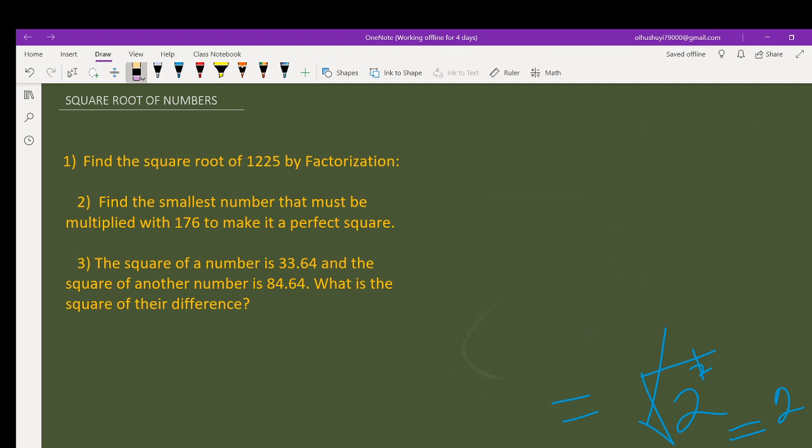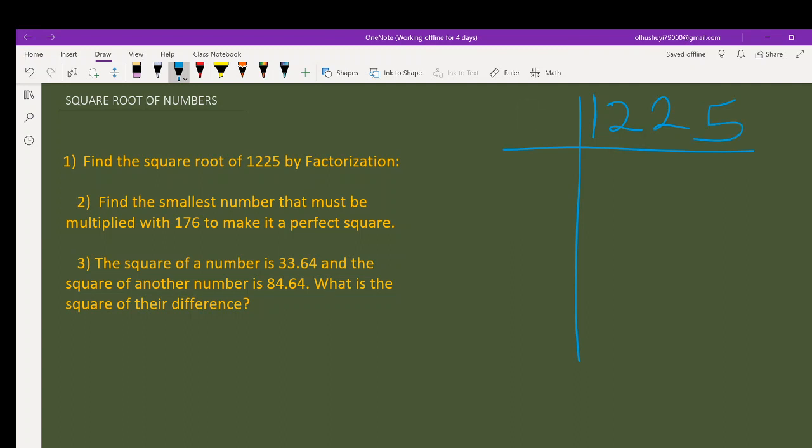We have this. We're going to find the square root of 1225 by factorization. There are two ways you can do this. You can do it by repeated division or by factorization. Let's quickly do the repeated division method first. We have 1225.